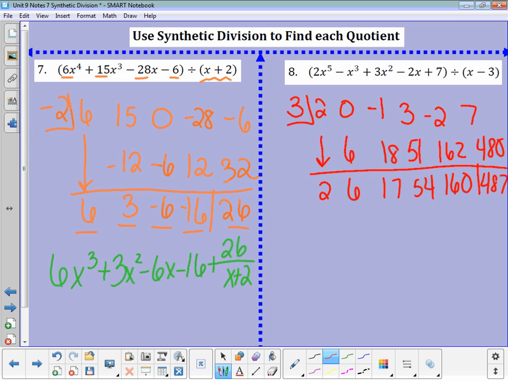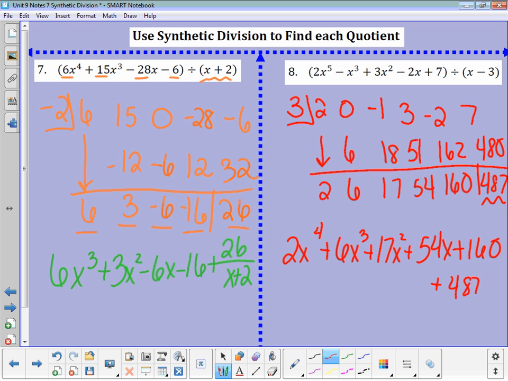So now this is going to be a really long polynomial. It's going to be to the 4th degree. So let's write that out. We have 2x to the 4th plus 6x to the 3rd plus 17x squared plus 54x plus 160. Okay, so it's just working our way down. And then I want to write that as our remainder, 487, divided by our original divisor, which is x minus 3.